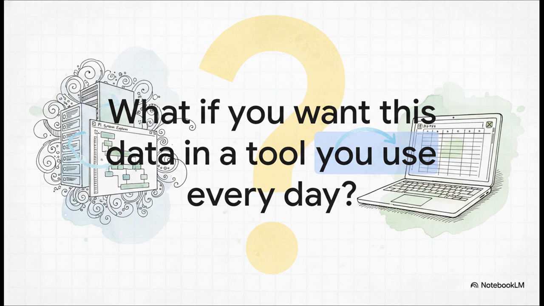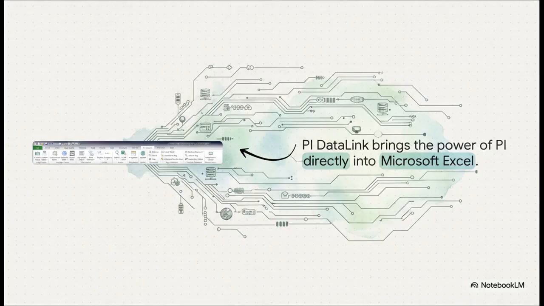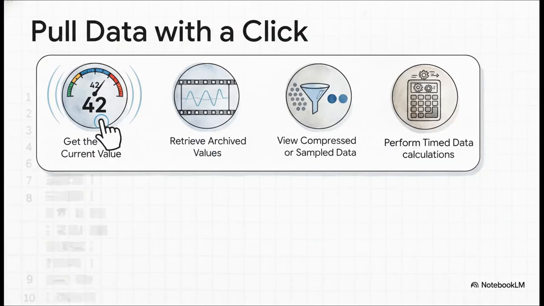Now, PI System Explorer is great for browsing and exploring, but let's be honest, what if you want to pull this data into a tool you're already an expert in, a tool you use every single day, like Microsoft Excel? And that is where PI DataLink becomes your new best friend. It's an add-in for Excel that literally puts a new PI DataLink ribbon right at the top of your screen. It seamlessly connects that massive PI archive directly into your spreadsheets. It's a game changer.